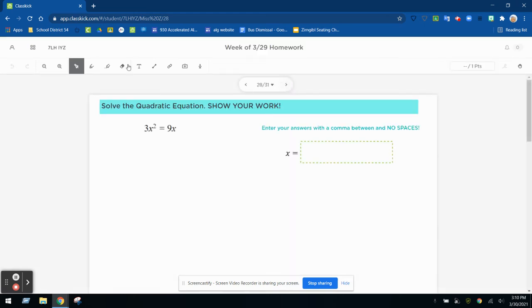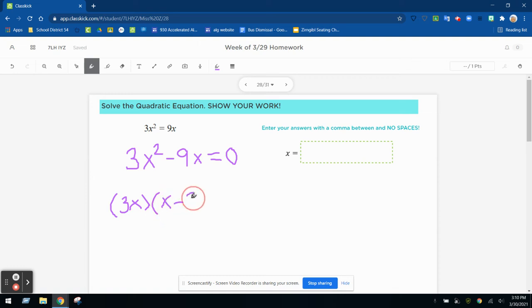All right, this one I do have two variables, so I'm going to move everything to the left so that everything's on one side and set it equal to 0. So I'm going to subtract 9x to get 3x squared minus 9x equals 0. Now let's look for a GCF. They're both divisible by 3x. And when I factor out a 3x, I'm left with x minus 3.